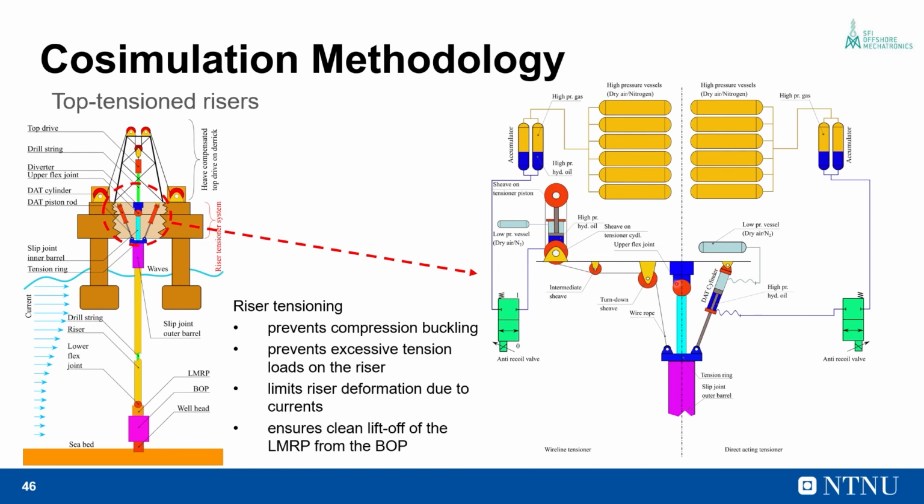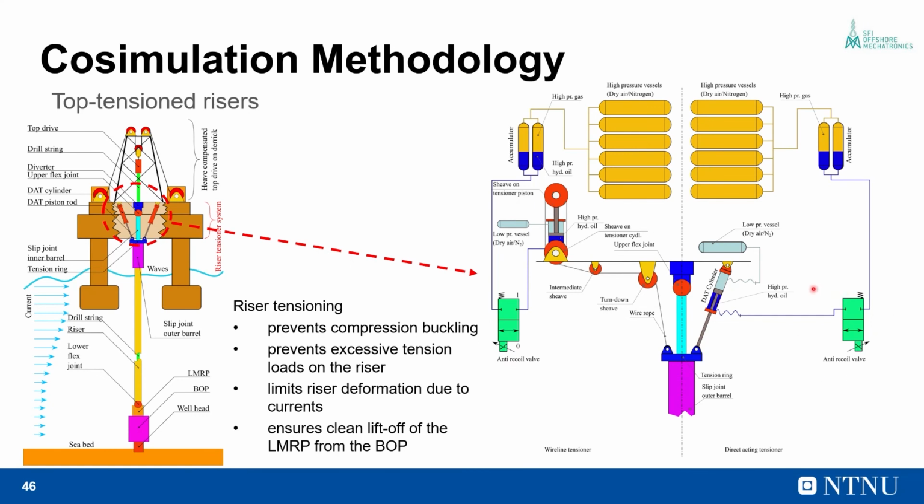And the principle of operation is that since the volume of the high pressure vessels are very huge compared to the volume of the accumulator, any change in the volume of the accumulator will not translate to a significant change in the pressure of the system, and so a near constant tension is always applied to the top of the riser. Now, the system also has an anti-recoil valve arrangement.